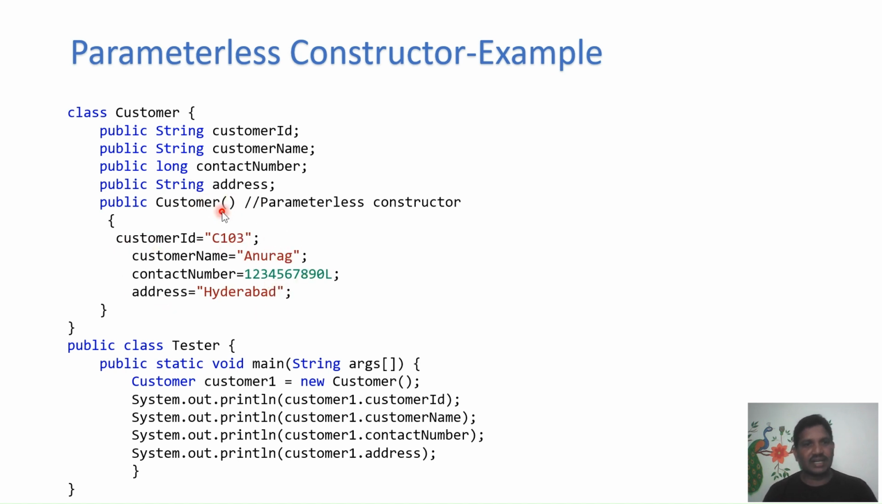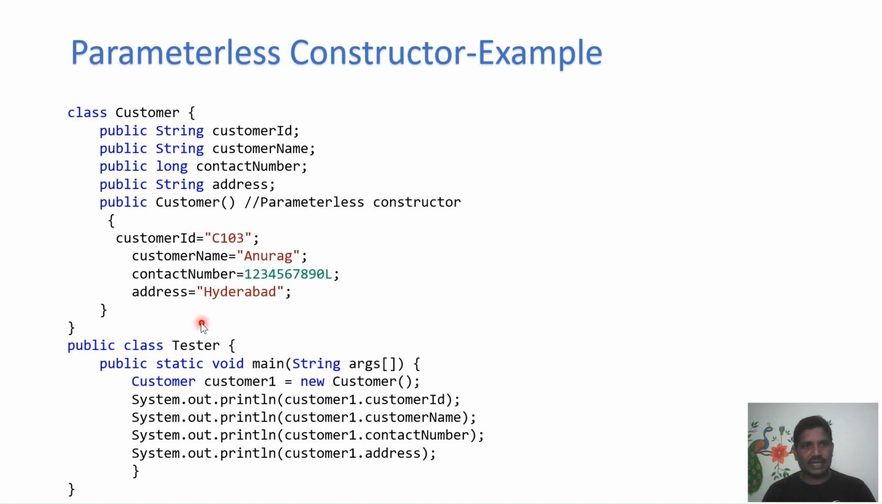Then when the constructor gets executed, I am creating an instance of the Customer class. Once the instance has been created for the Customer class, the constructor will get executed. Then all the details have been displayed. This is the object name. The customer ID, customer name, contact number, address. This is a simple example for the parameterless constructor.